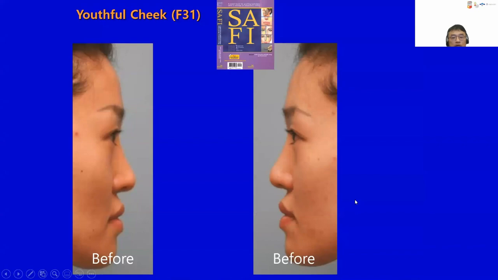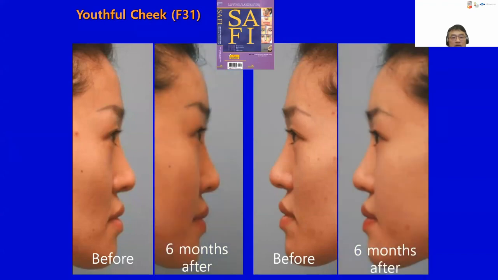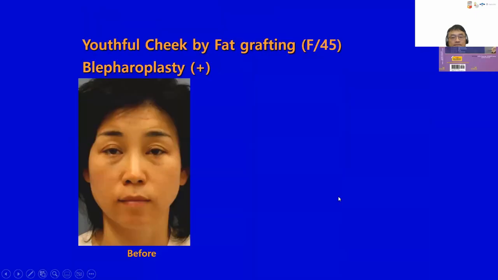From the lateral view, you can see the change of the lower lid, the cornea and the orbital bone relations, before and after the 6 months. You can see the change of midface contouring.